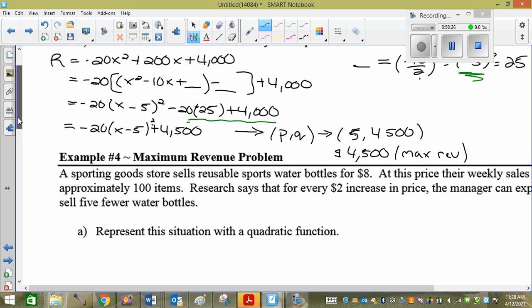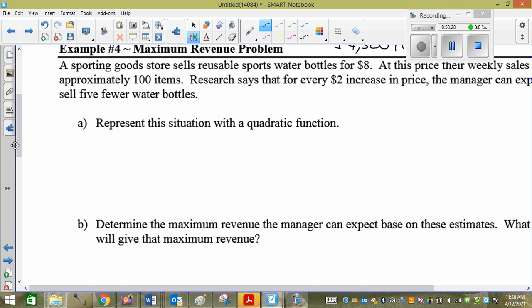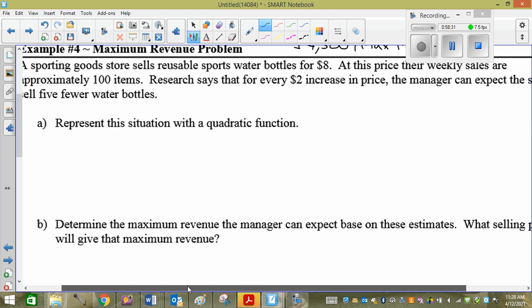Okay. In this next one, it says that a sporting goods store sells reusable sports water bottles for $8. At this price, the weekly sales are approximately 100 bottles. Research says that for every $2 increase in price, the manager can expect to sell 5 fewer water bottles. So right away, they want the same kind of thing. We're going to set it up such that our revenue is equal to our price times quantity. And let's let revenue equal y.